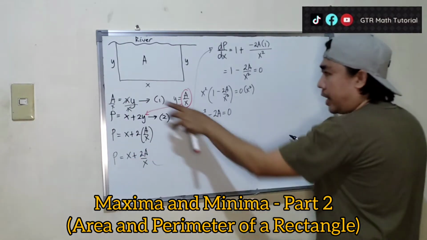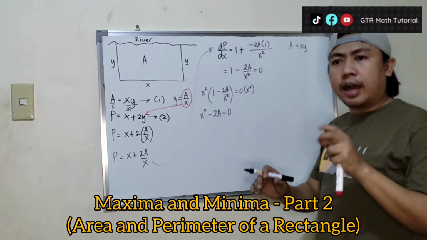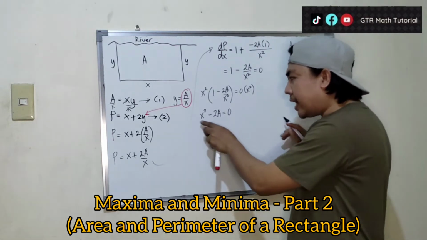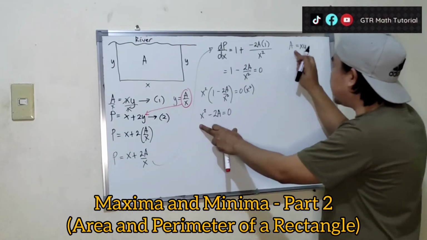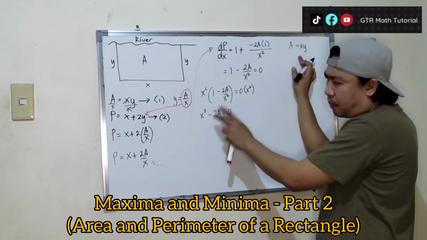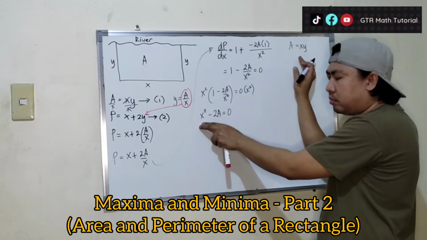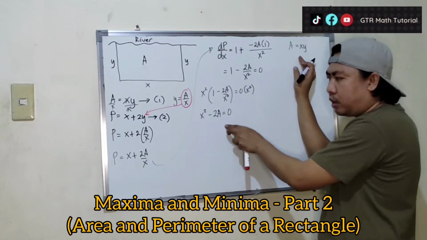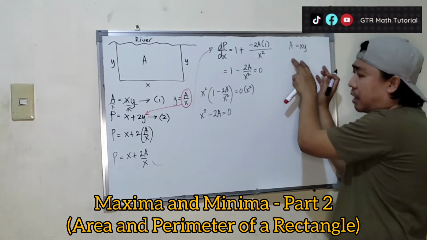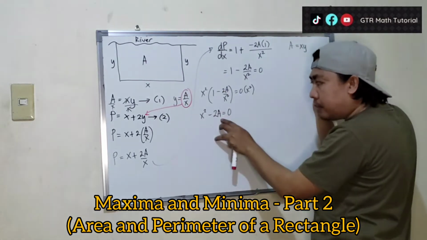So this equation, equation number 1, we have area is equal to xy. So we want to find a relation of x and y. So let's solve for a, then substitute in the first equation. Because if we solve for x, we won't get a relation there. The value of x would be plus or minus square root of 2a, and then we cannot substitute that here. So we need a relation of x and y. So we will solve for a.